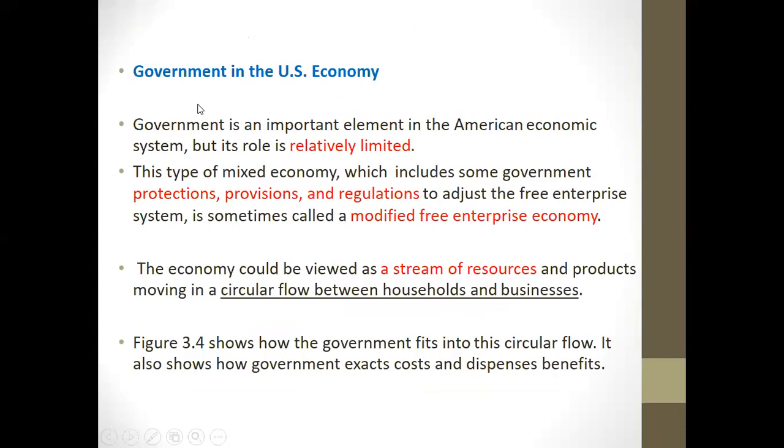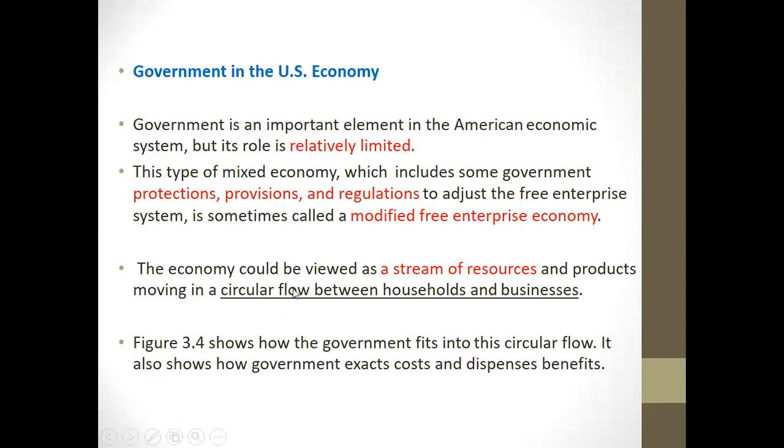How to allocate resources in the free enterprise system. Now, one element that is very important in this kind of system is the government, even though it has a relative limited action. Now, this type of mixed economy, which includes some governance protection, provisions, and regulations to adjust the free enterprise system, is sometimes called a modified free enterprise economy. Modified free enterprise economy. The economy could be viewed as a stream of resources and products moving in a circular flow.